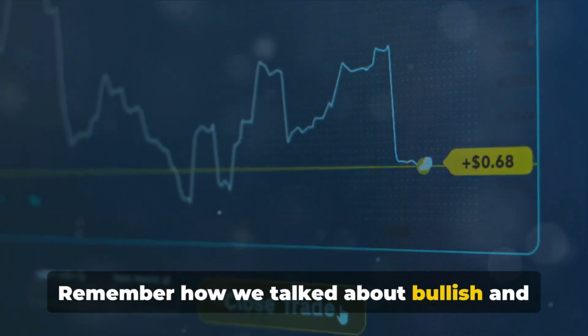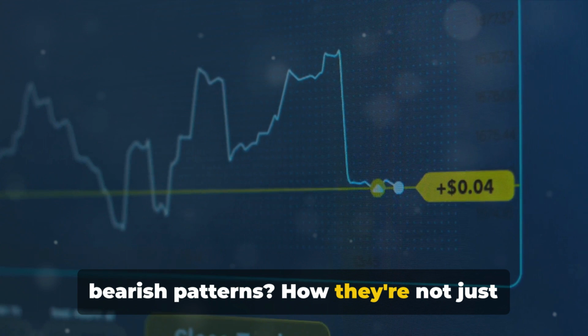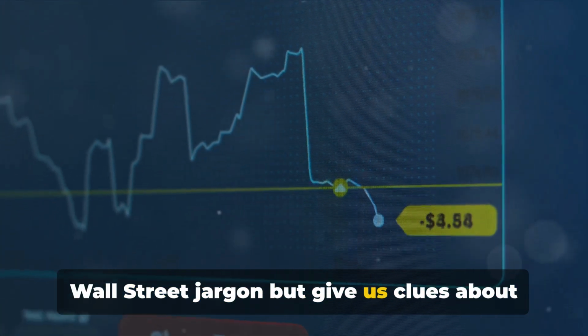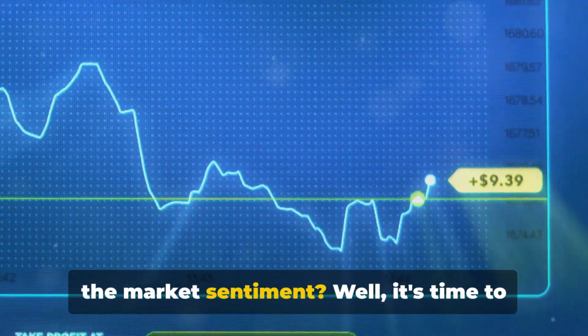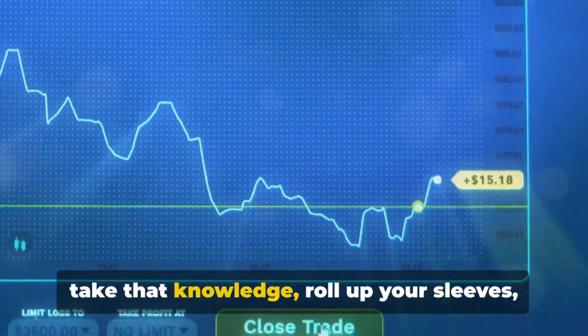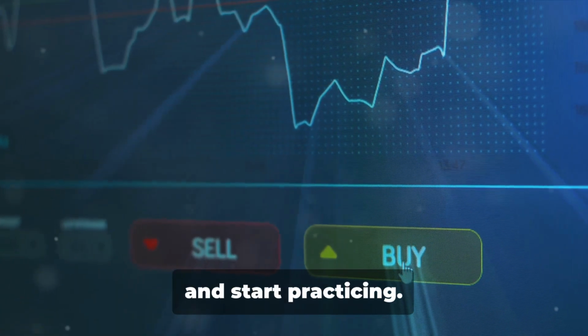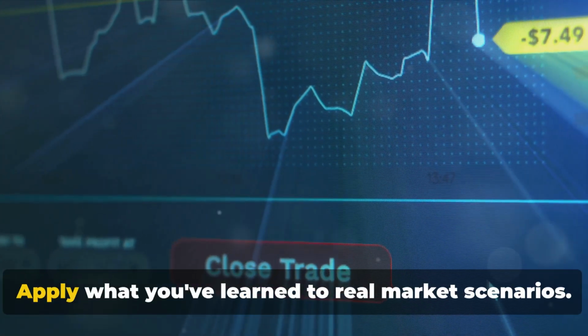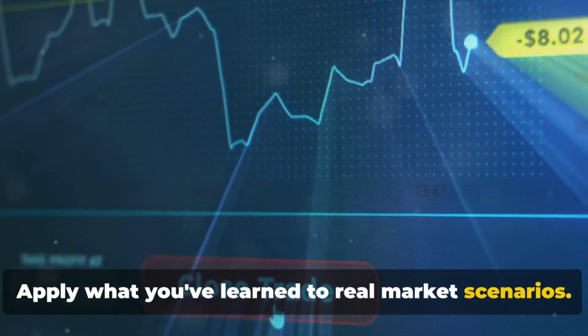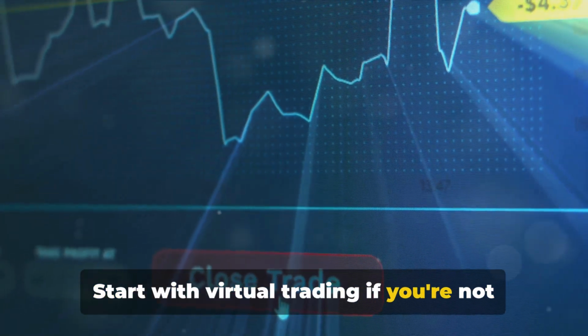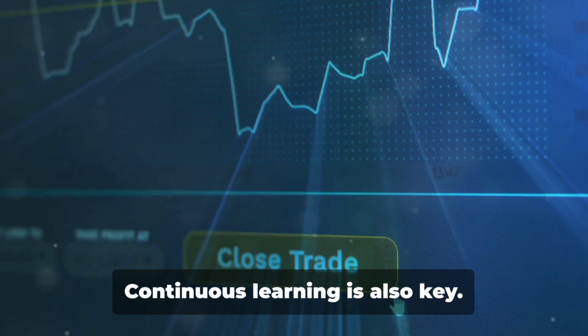Remember how we talked about bullish and bearish patterns? How they're not just Wall Street jargon but give us clues about the market sentiment? Well, it's time to take that knowledge, roll up your sleeves, and start practicing. Apply what you've learned to real market scenarios. Start with virtual trading if you're not ready to risk real money.